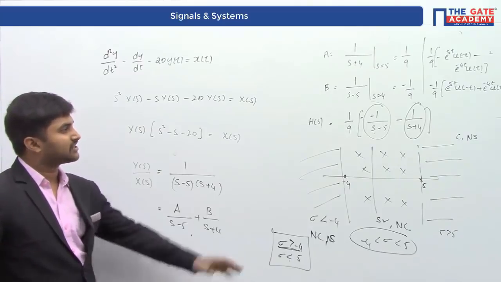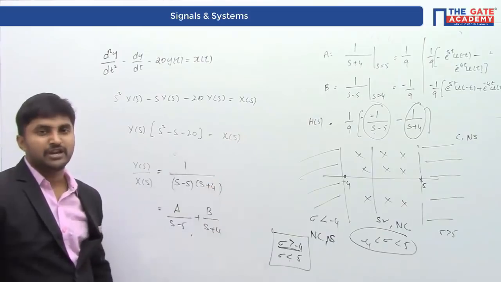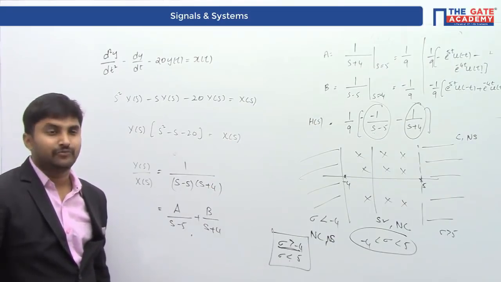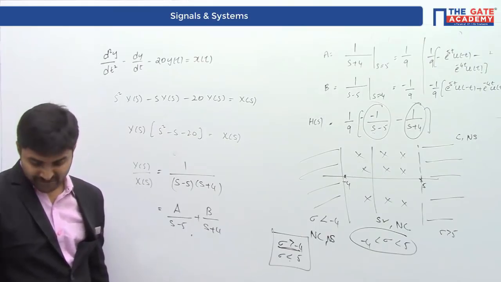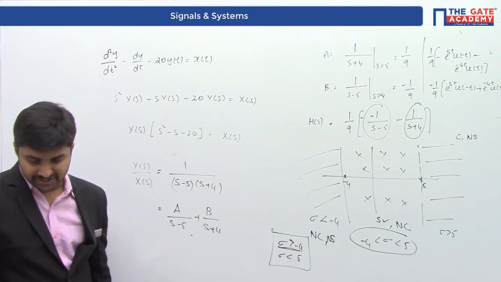Right, so I think it's clear. The impulse response is going to be minus 1 by 9 e power 5t u of minus t plus e power minus 4t u of t. So this is the first part of the question. Second part of the question is the steady state value of the output for step input.